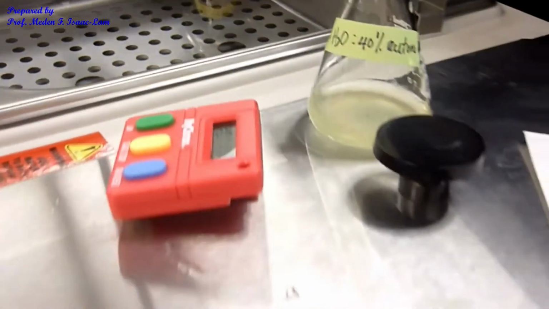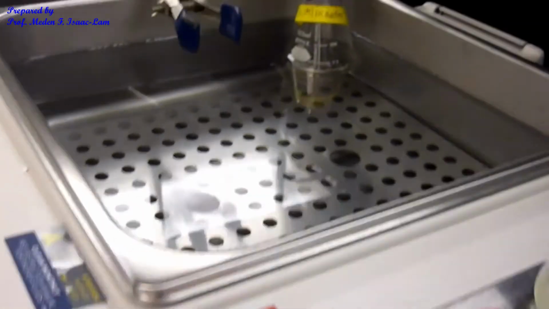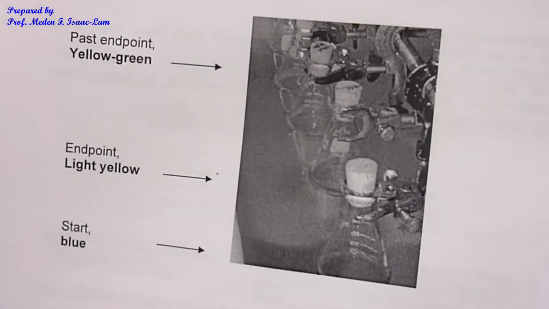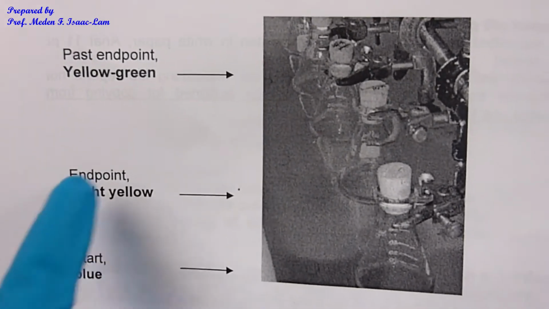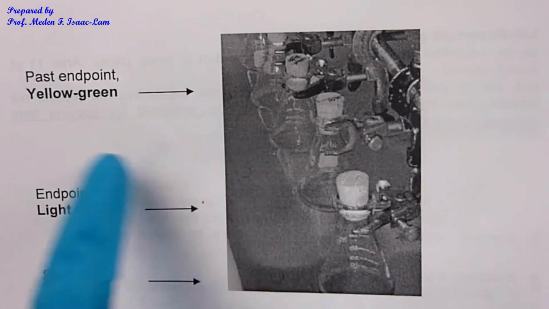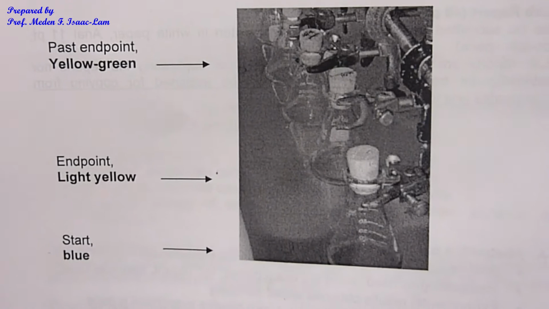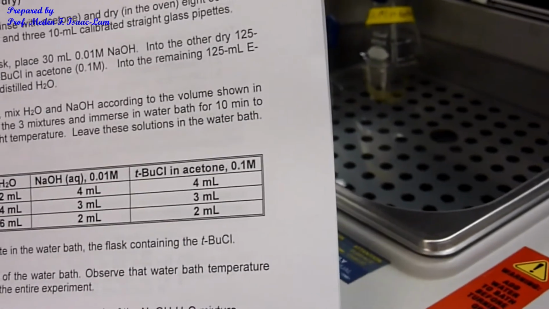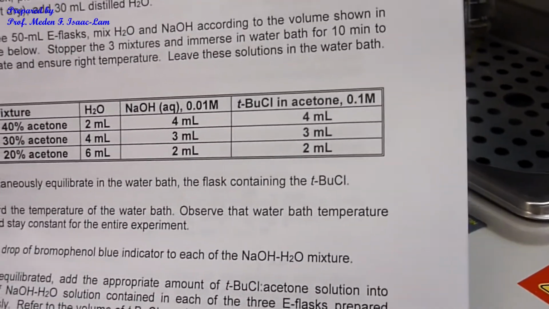Okay, so I actually illustrated. If you have a colored handout, you will see the transition. So start is blue, the end point is light yellow, it will turn eventually to yellowish green. Okay, so that's the first data, and typically you will run another sample, so we take the average.